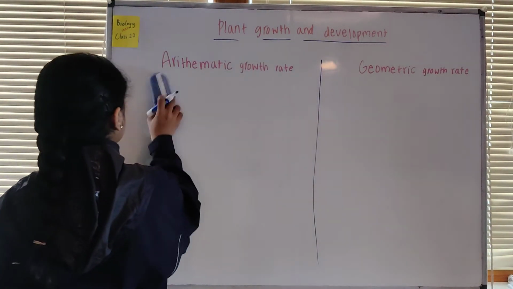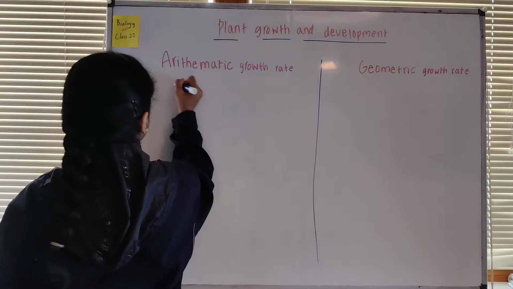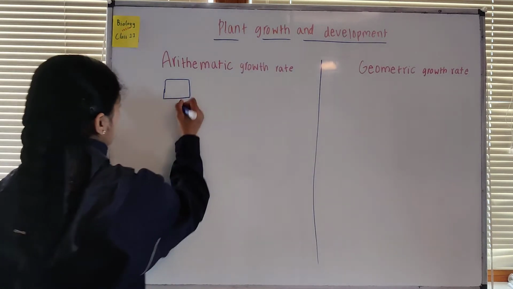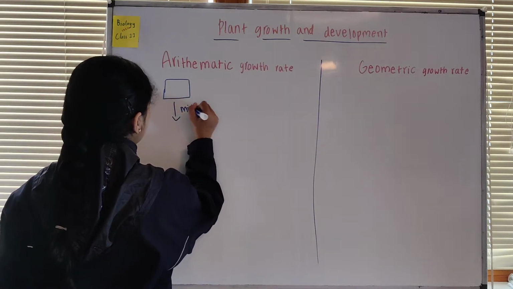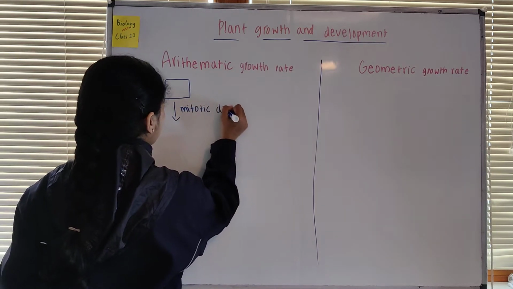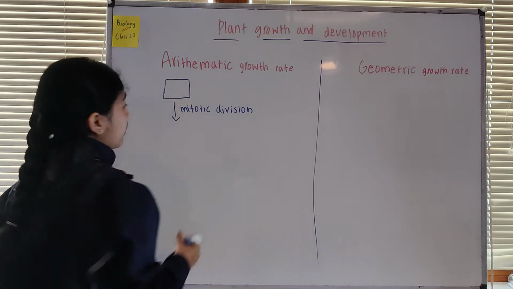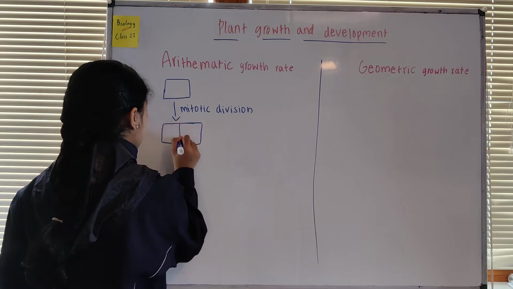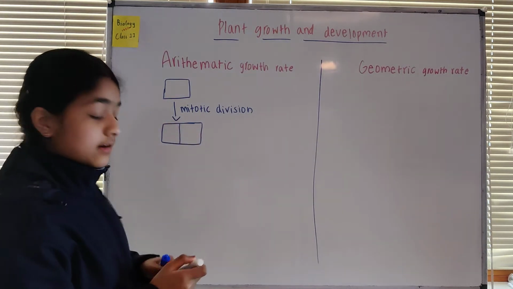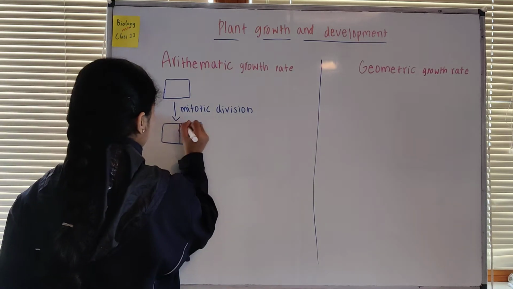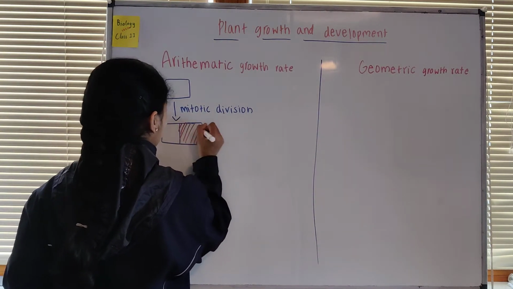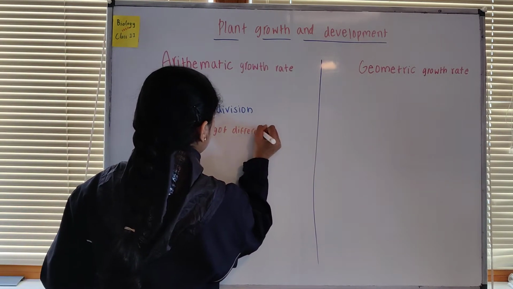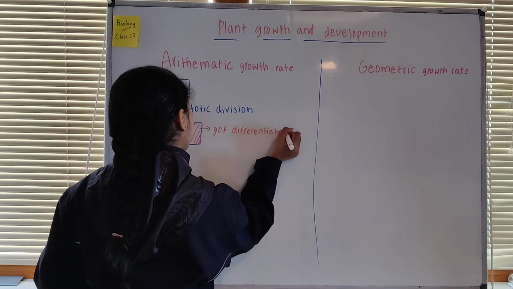like this. So we have a cell and this cell has undergone mitotic division. What happens is, two cells are formed. Here, one of the cells gets differentiated, or specialized.